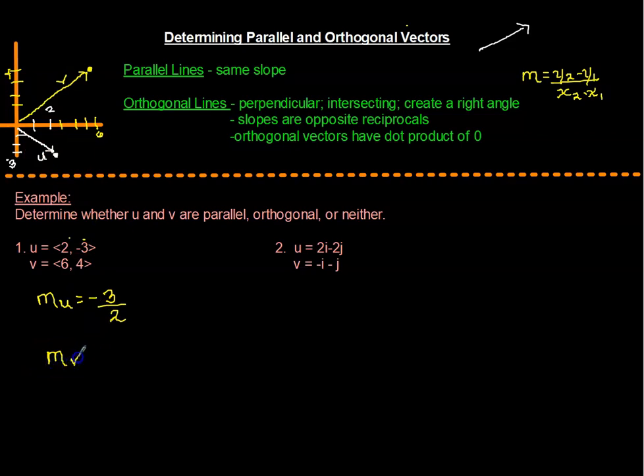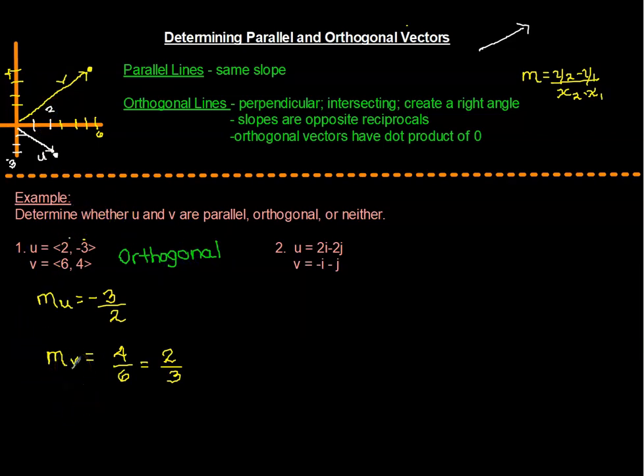So the slope of this line u is -3 over 2. The slope of the vector v is y over x, which is 4 over 6. I'm going to reduce that to become 2/3. So that's the slope for this vector here. Now, these slopes are not the same, so that means they're not parallel. I'm going to check if they are orthogonal. If I look at them, they are the reciprocals of one another. That's when you flip the fraction 3 over 2, 2 over 3, and they have to be opposite signs as well, and they are. One is negative and one is positive. So these two vectors are orthogonal, meaning they create a right angle with one another.